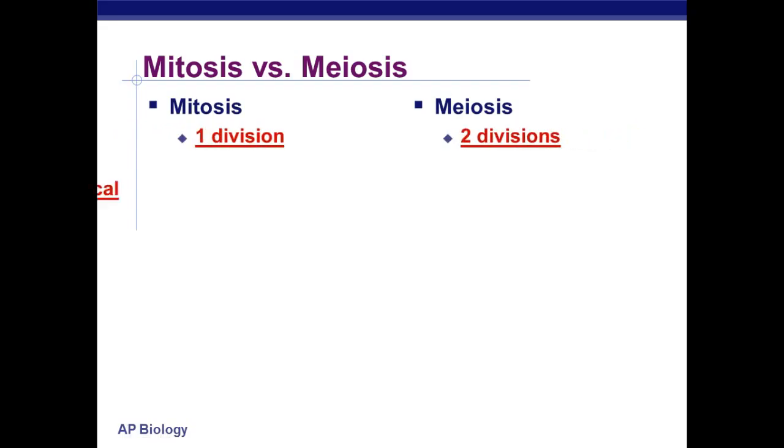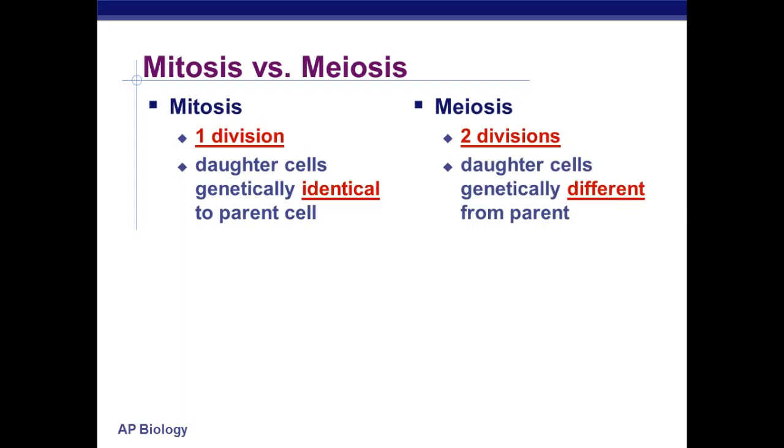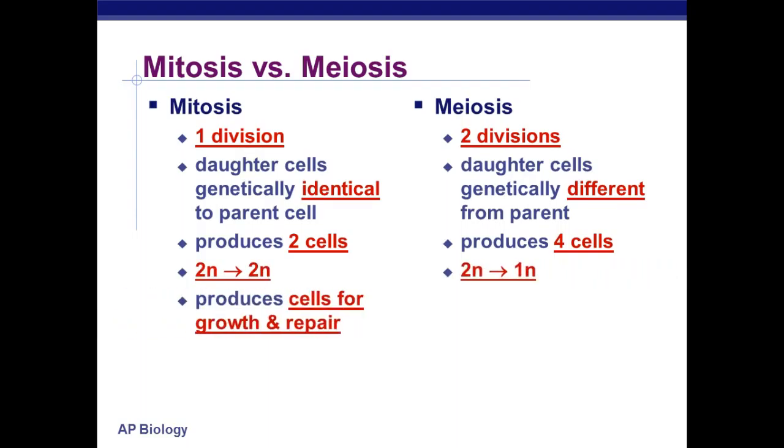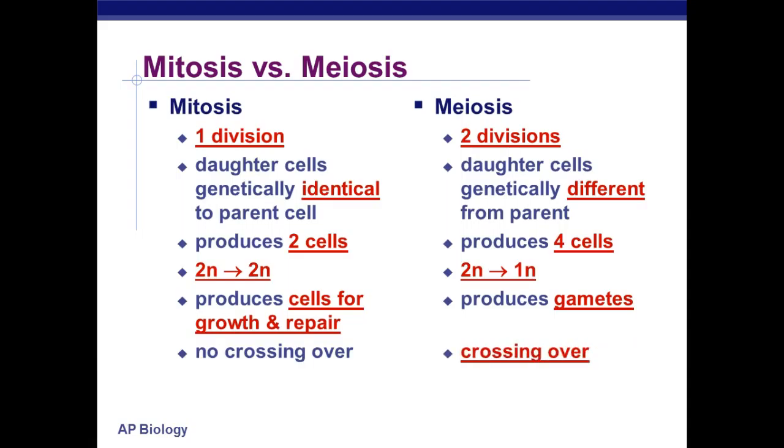So 1 division versus 2 divisions, identical cells versus genetically different cells, 2 cells versus 4 cells, diploid to diploid, diploid to haploid, producing cells for growth and repair, producing cells for reproduction, gametes. No crossing over in mitosis, but definitely crossing over in meiosis. So this is a good slide to know the differences between mitosis and meiosis, a topic that comes up fairly frequently on the AP exam.